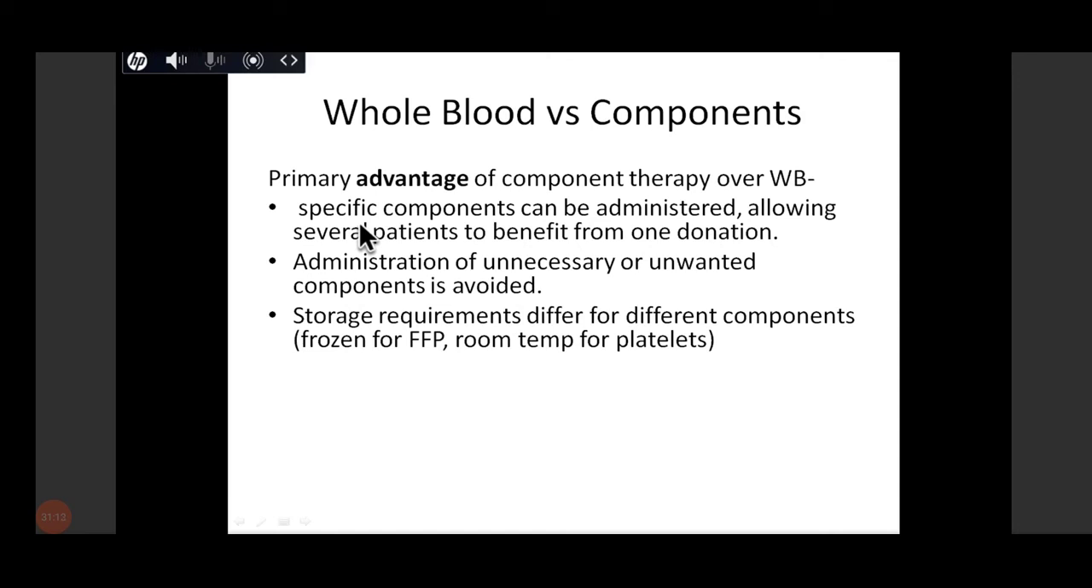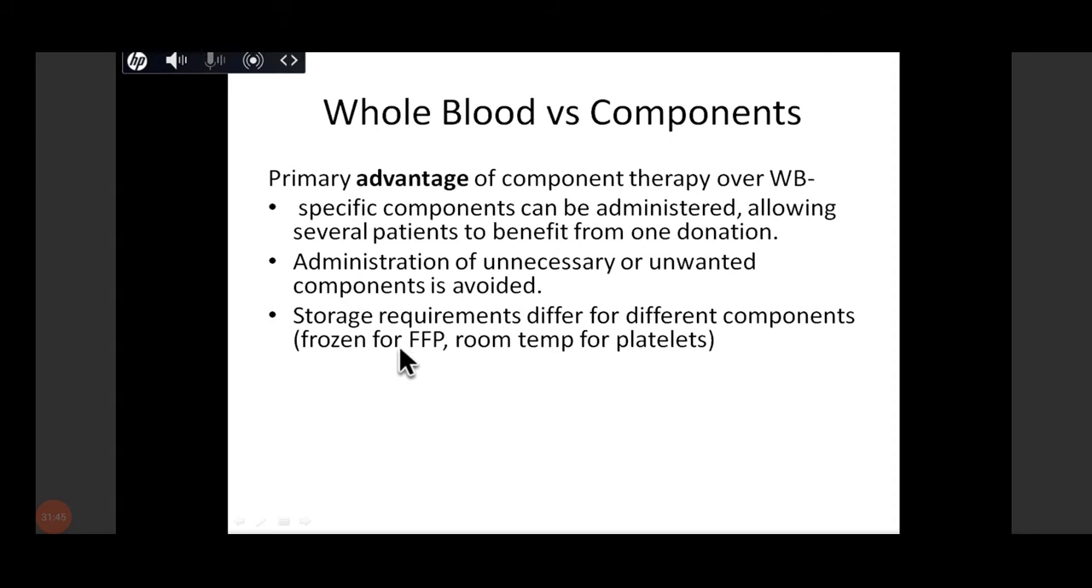We give the red cells to the anemic patients. We give FFP, platelets to the person who is having thrombocytopenia, and the other fractions, depending on what the person is deficient in, such as cryoprecipitate or the coagulation factors. So administration of unnecessary or unwanted components is avoided. Why should we give plasma to a person who is just anemic? So we remove the plasma so that we give only the packed red cells.